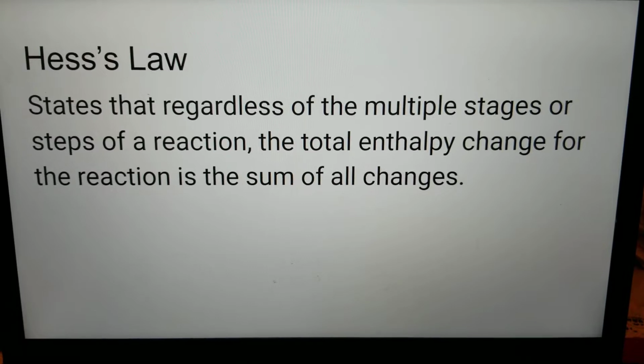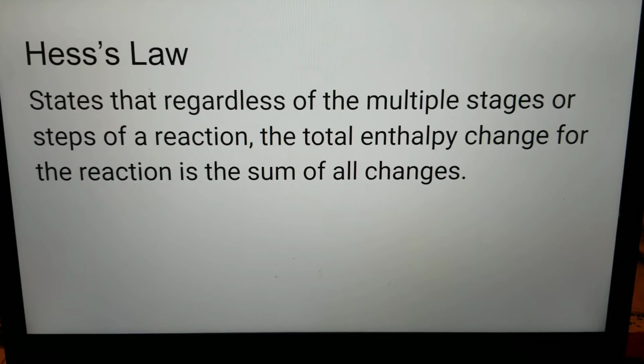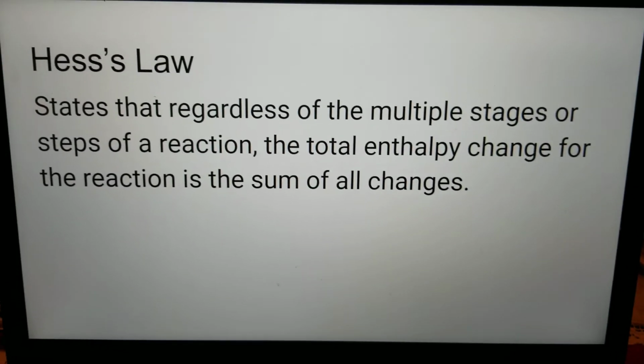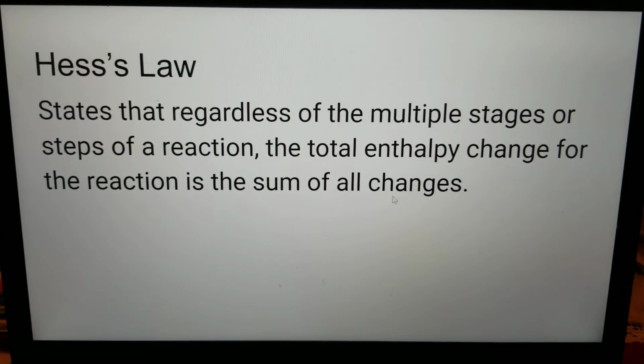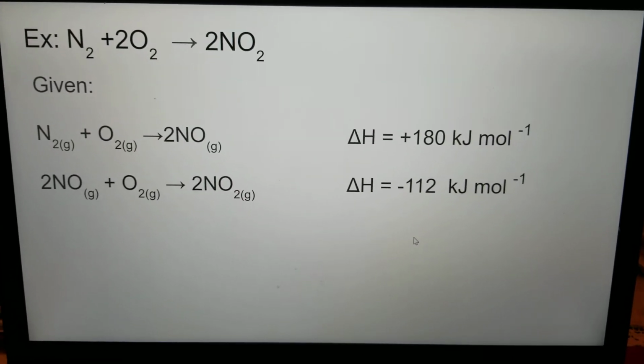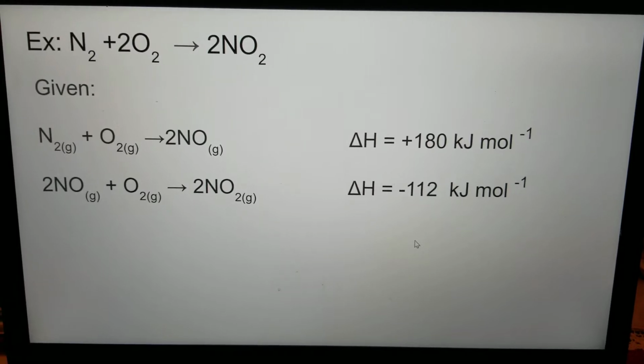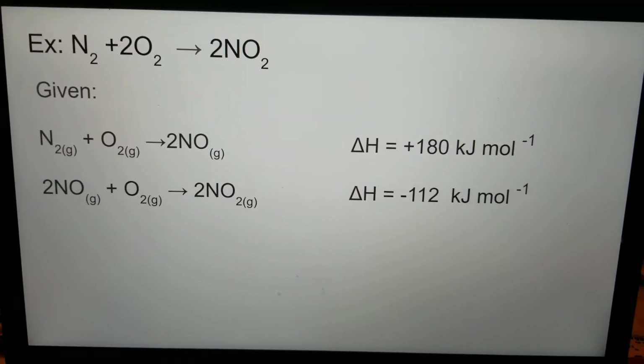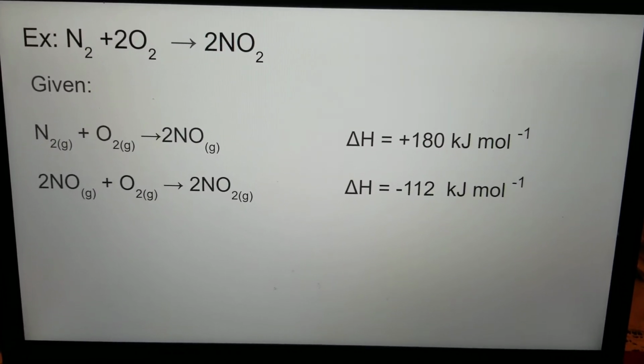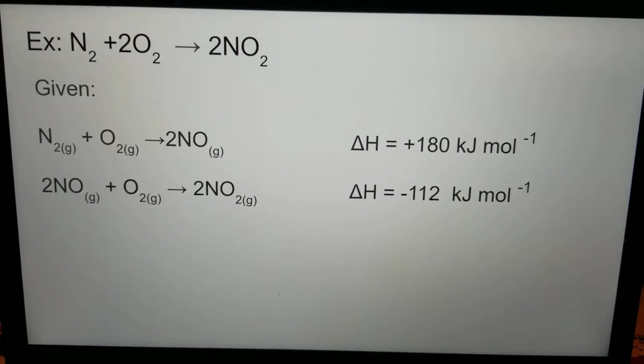Hess's law states that regardless of the multiple stages or steps of a reaction, the total enthalpy change for the reaction is the sum of all changes. What that means is that reactions don't happen in one step. For example, here the overall reaction is the one at the top: N2 plus O2 makes 2NO2. But it doesn't happen all at once.